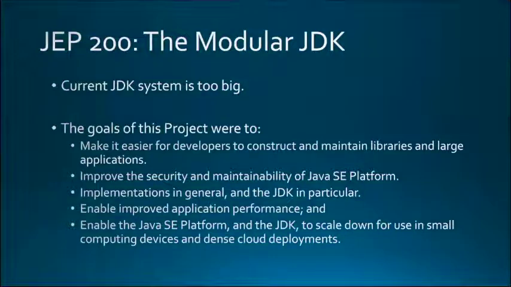Improve and secure the maintainability of the Java SE platform. Done. They've locked down the core libraries. It's now secure. Breaks things. Implementation in general, the SDK in particular, done. Enable improved application performance. That is key.